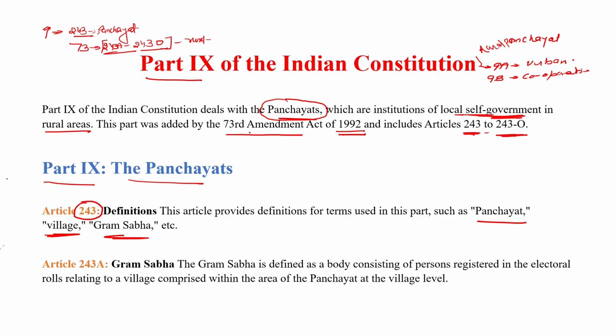The second is Article 243A. It was later added after the 73rd Amendment.